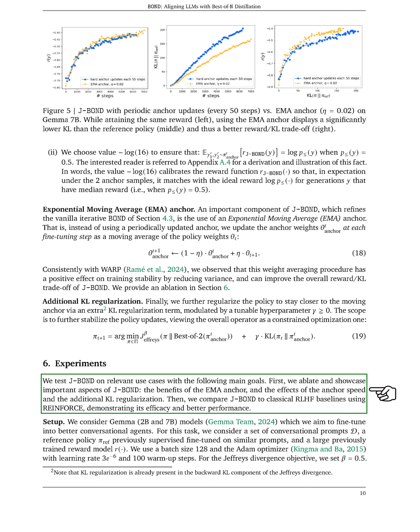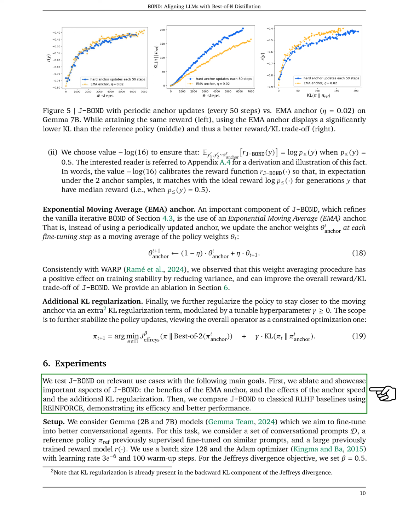Next, we compare J-BOND to traditional reinforcement learning from human feedback (RLHF) methods using the REINFORCE algorithm, showing its effectiveness and superior performance. For our setup, we focus on the Gemma models, specifically the 2B and 7B versions, which we aim to fine-tune into more effective conversational agents.